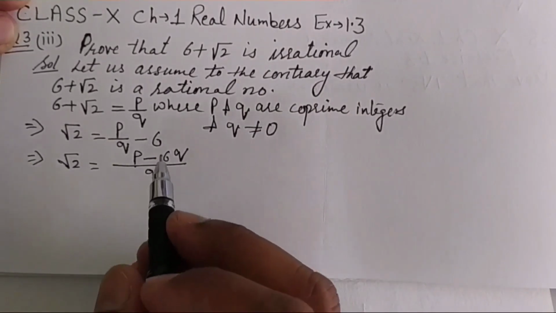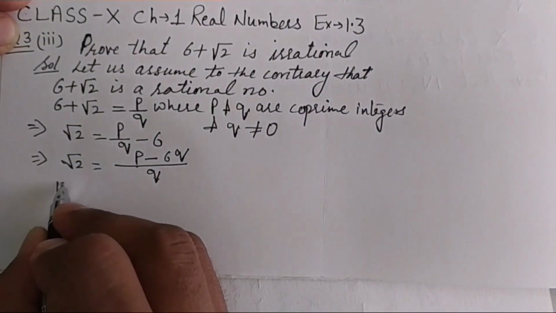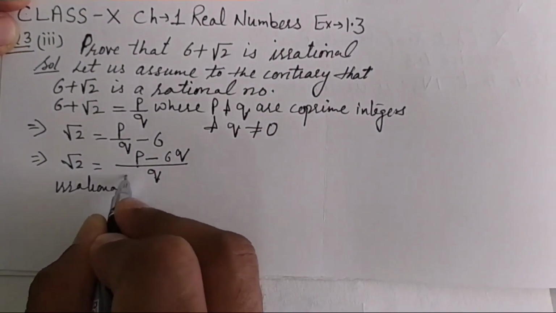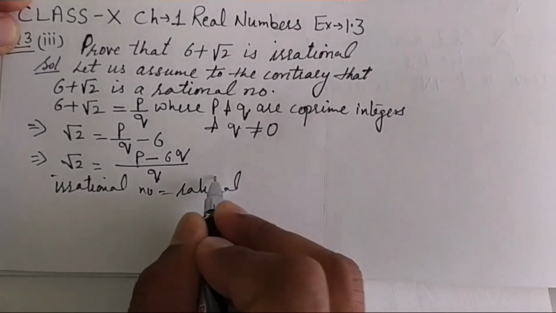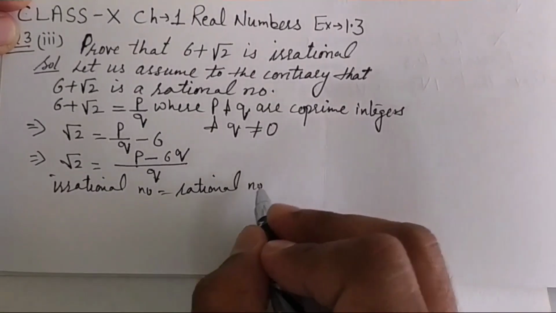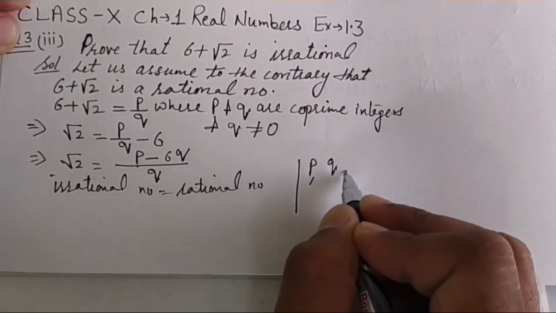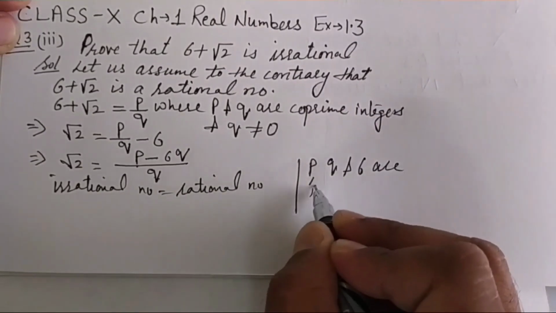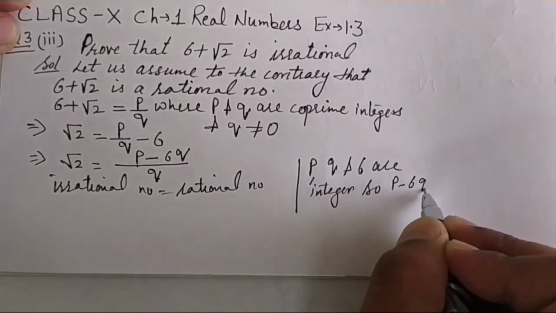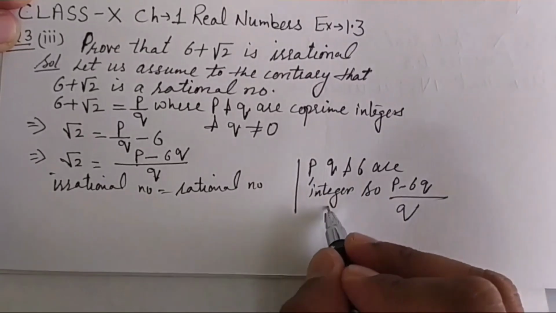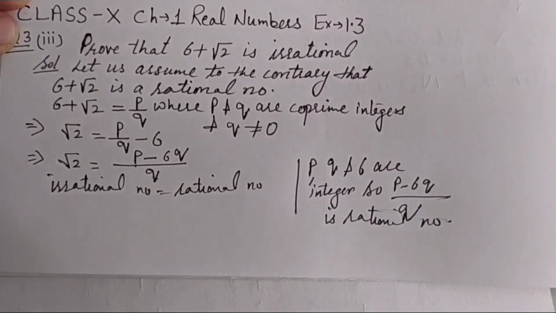So an irrational number is equal to a rational number, which is not possible. It means we have assumed something wrong. So we'll write irrational number is equal to rational number, and we'll write the reason why this is rational. P, Q and 6 are integers, so P minus 6Q over Q is a rational number.